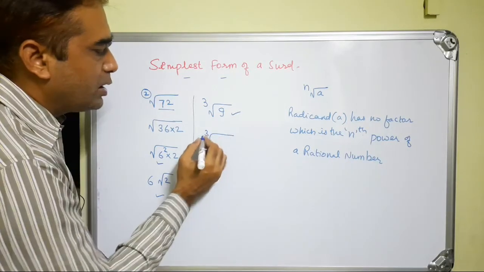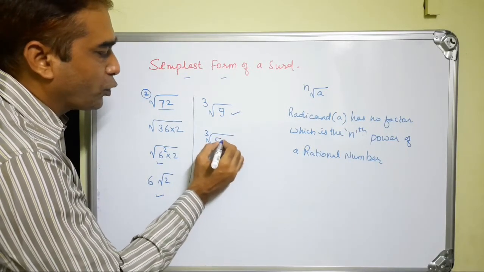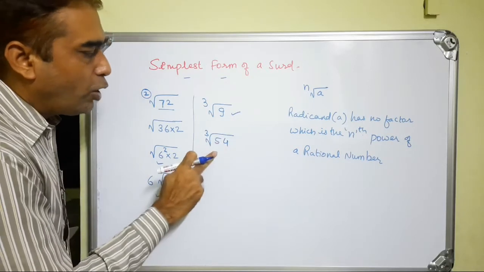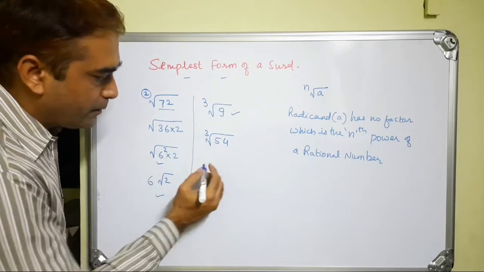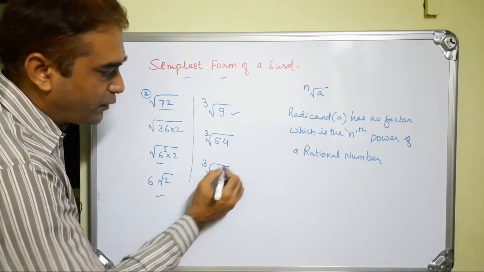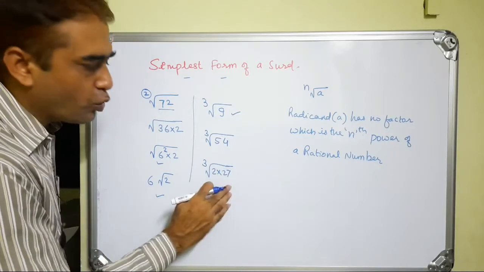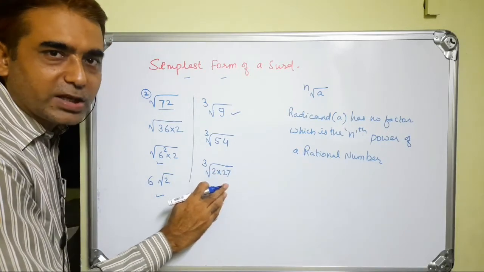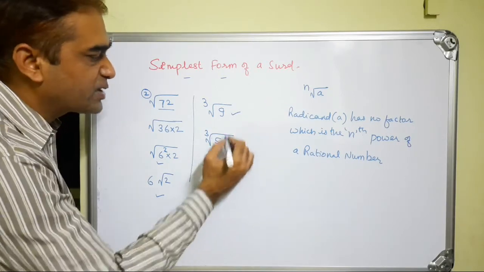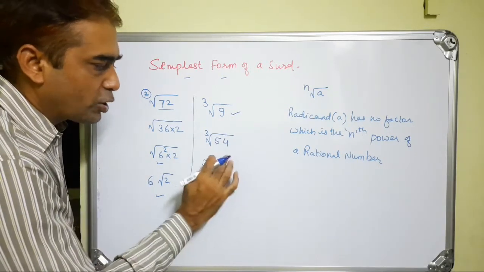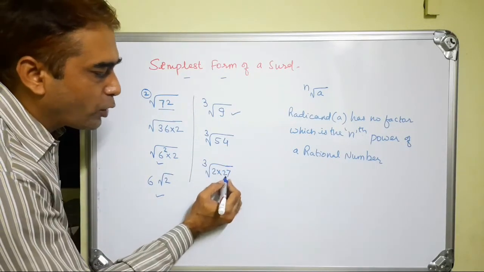अगर मैं बोलूँ कि क्यूब रूट ऑफ, सपोज आई से क्यूब रूट ऑफ 54. Now does 54 have any factor which is the cube of any number? So we can write 54 as 2 into 27 or 27 into 2. Now 27 is the cube of 3. Therefore this number is not in the simplest form. Cube root of 54 is not in the simplest form, and to write it in the simplest form we'll write cube root of 27.